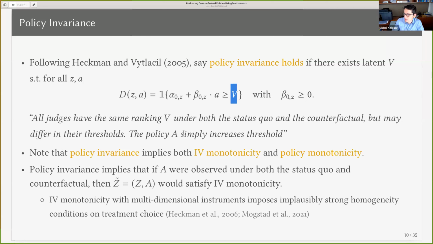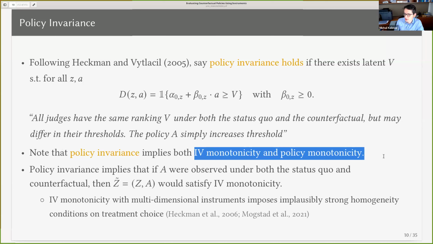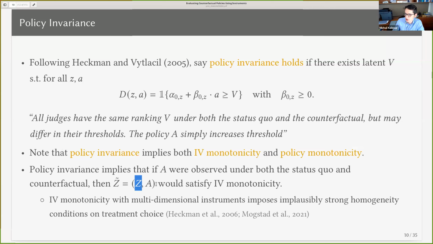And you may know, by this equivalence, that policy invariance implies both of the previous assumptions. So it's going to be a strong assumption. One way to see that it's strong is that if you think of both the policy and the instrument as a collection of multi-dimensional instruments, then policy invariance says that this multi-dimensional instrument satisfies IV monotonicity. But there has been recent work by Mogstad, Torgovitsky, Walters, and also some original arguments in Heckman and Vytlacil's work, that argues that this is a strong assumption because it imposes implausibly strong homogeneity restrictions.